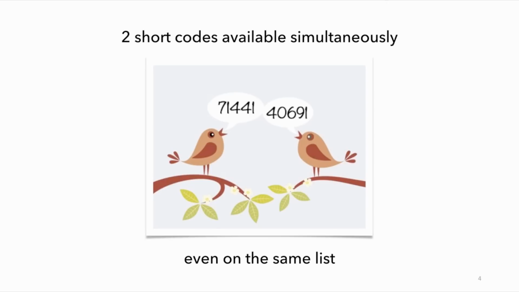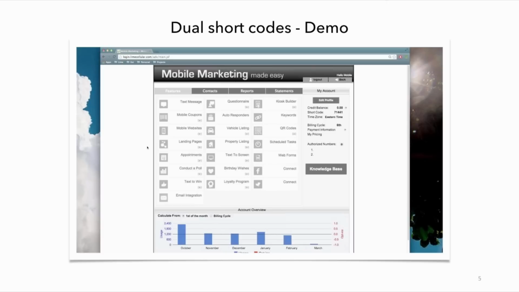To answer all these questions, Gerald is here, and he created a quick 1-minute demo to recap that dual shortcode. So here is Gerald. Hey everyone, this is Gerald from the Lime support team. Today I'm going to show you how to list the same keyword on 2 different shortcodes and then assign it to a contact list. It's very simple.